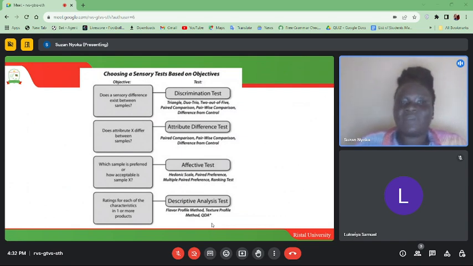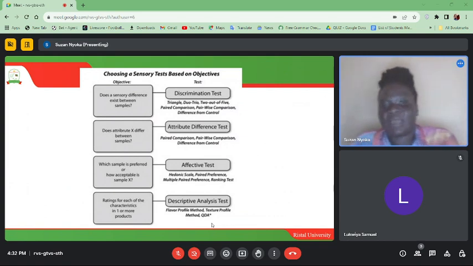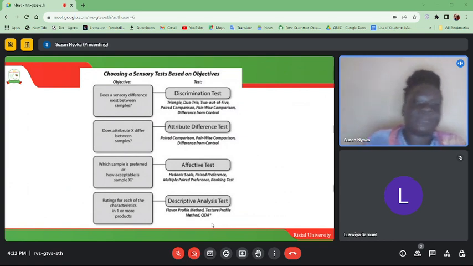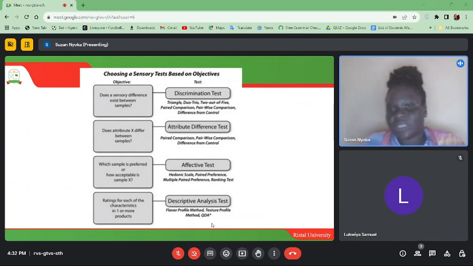If you're looking at which sample is preferred or how acceptable sample X is, how much people like the products, then you will need to use the affective test. And if you're trying to look at the ratings for each of the characteristics in one or more of the products, then you will need to use the descriptive analysis test.